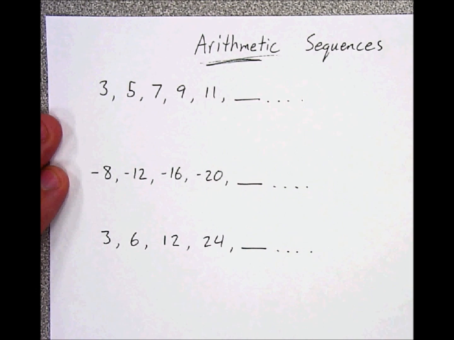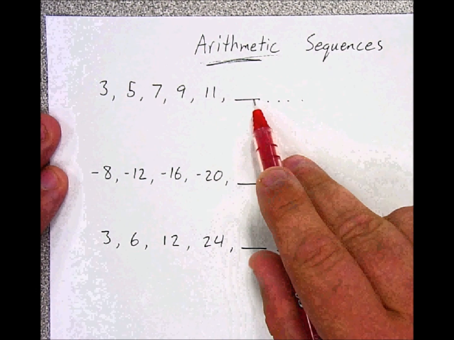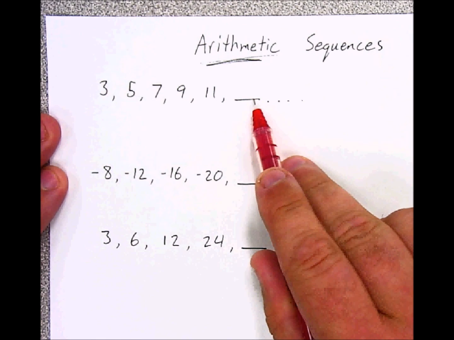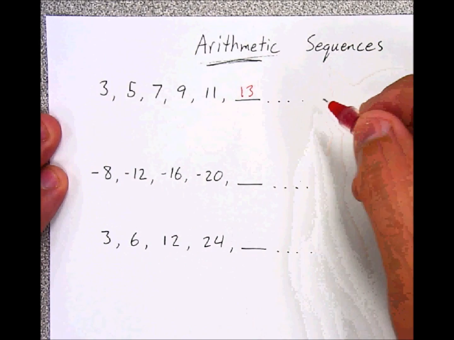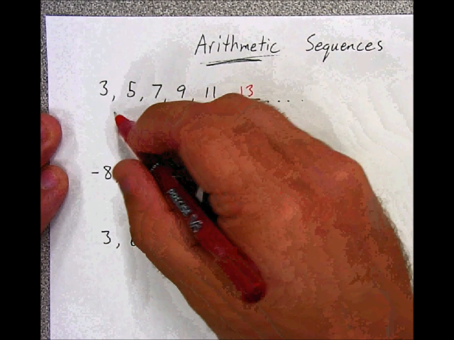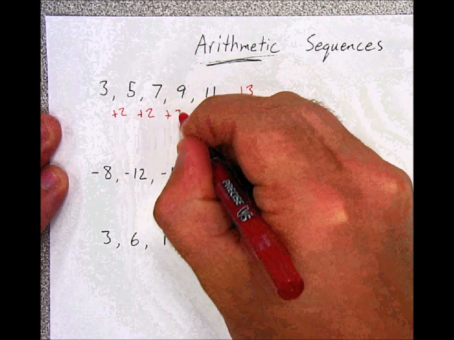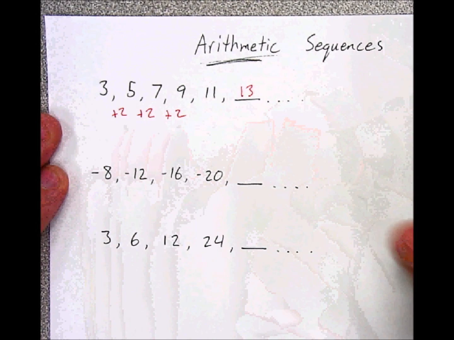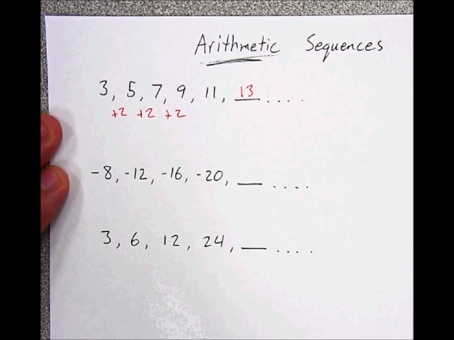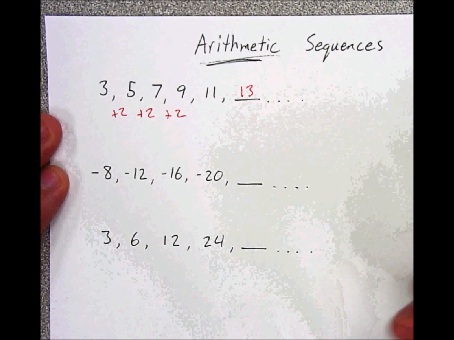So if you look at this first sequence that we've got, you can probably already tell, what's this next number going to be? You can probably tell it's going to be 13. If you notice the pattern, it's going up by 2. So this is going plus 2, plus 2, plus 2 over and over. And by adding by the same amount over and over, that makes it arithmetic. Or if it's subtracted by the same amount, that would be true also.